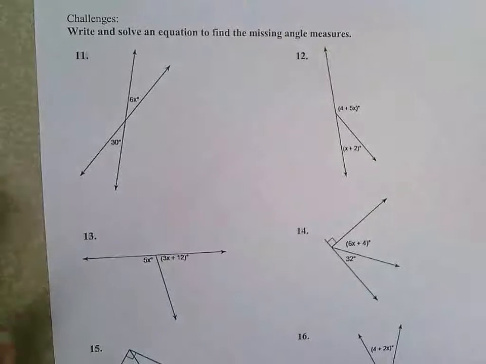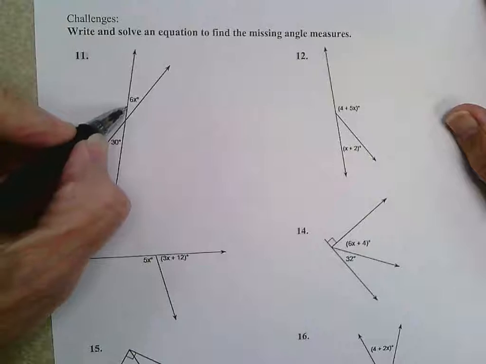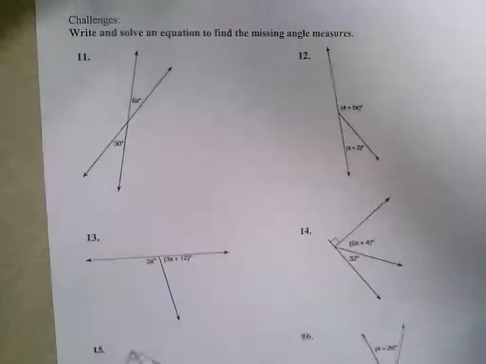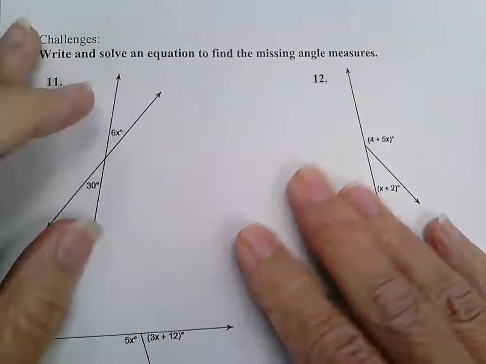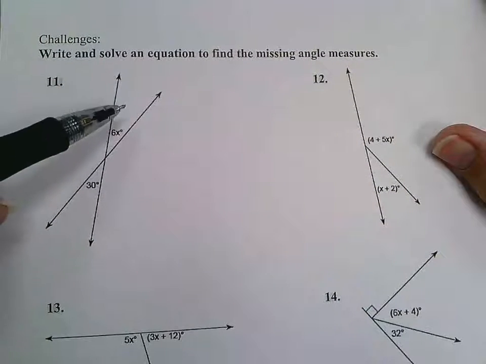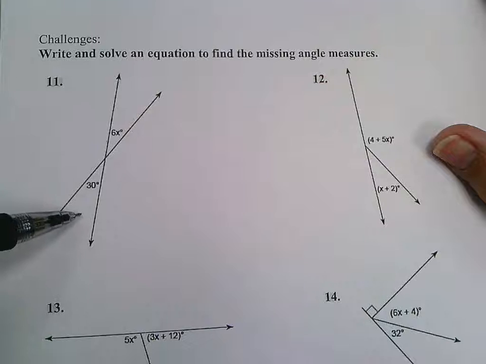Write and solve an equation to find the missing angle measures. So the missing angle measure here is on number 11, the 6x. Once we find 6x, then we can fill in the others.